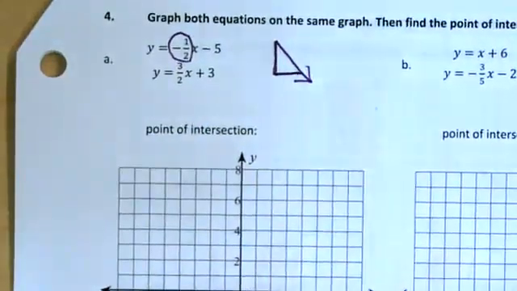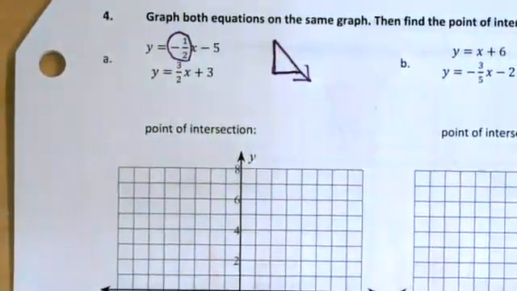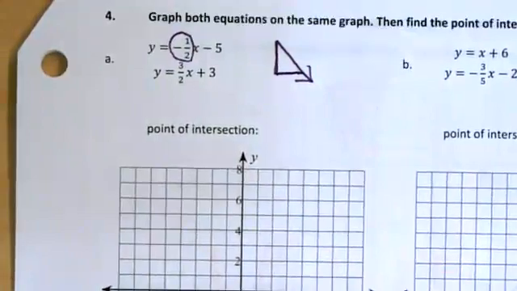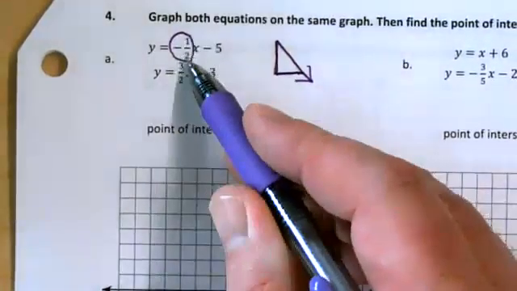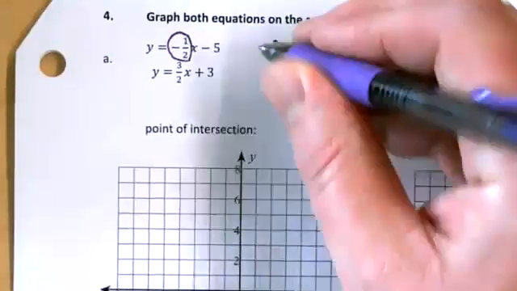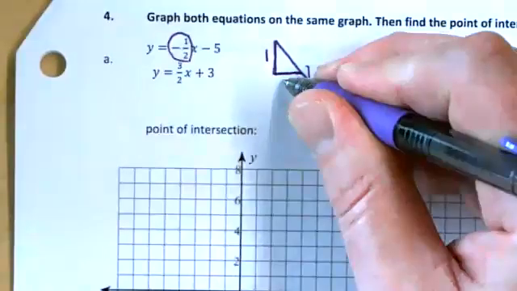And label that slope triangle with the numbers 1 and 2. Make sure you get the 1 in the right spot and the 2 in the right spot. It's rise over run. So my rise is 1, that should go up and down. My run is 2, that should go left and right.